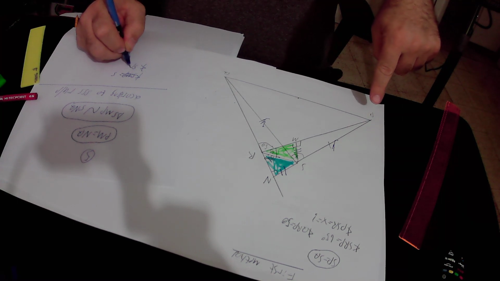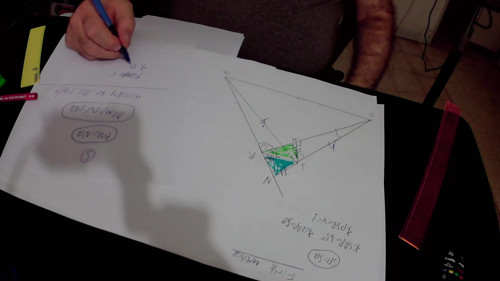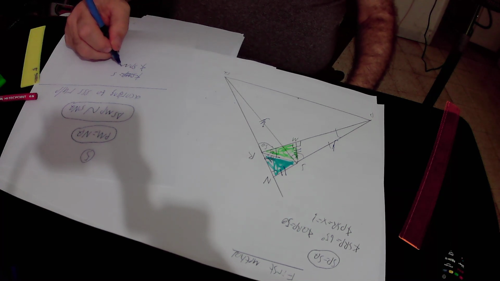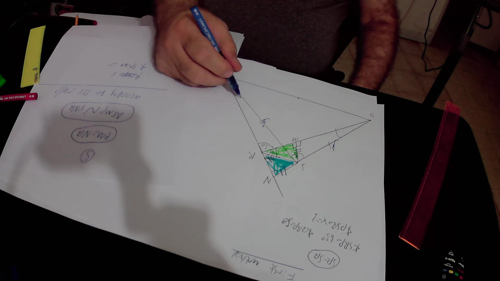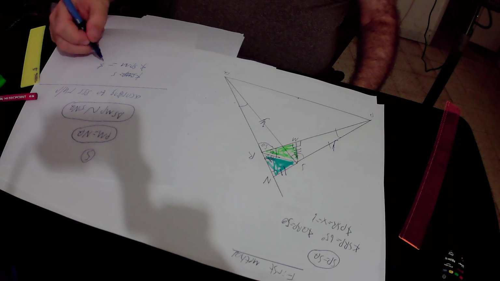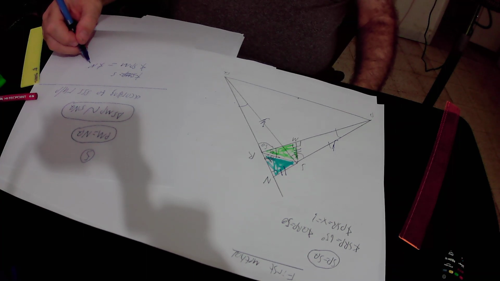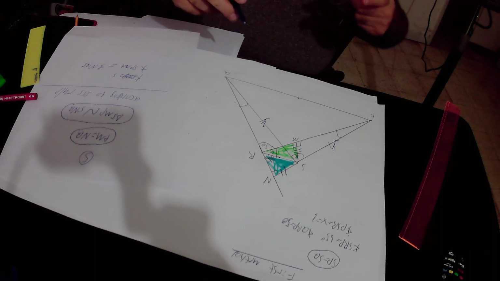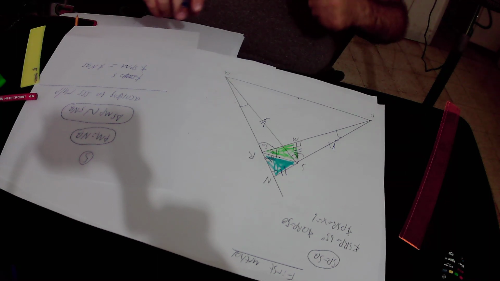Angle SPM in triangle SPM is equal to angle NQS in triangle SNQ, according to the rule that corresponding angles in congruent triangles are equal to each other.